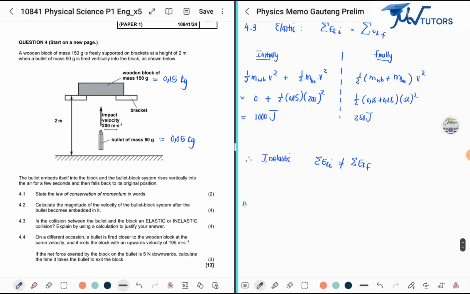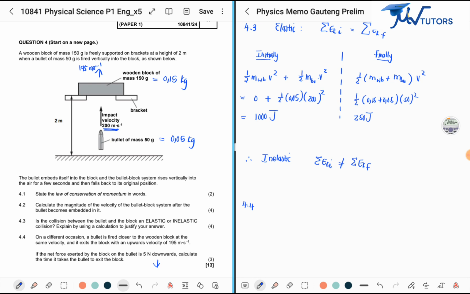Now 4.4. It says, on a different occasion, a bullet is fired closer to the wooden block at the same velocity. Okay, so we still have this 200 meters per second. And it exits the block with an upward velocity of 195. So it ended up going up there, and we have it at 195 meters per second. If the net force exerted by the block on the bullet is 5 newton downwards, calculate the time it takes the bullet to exit the block.